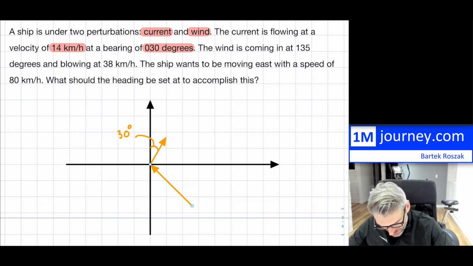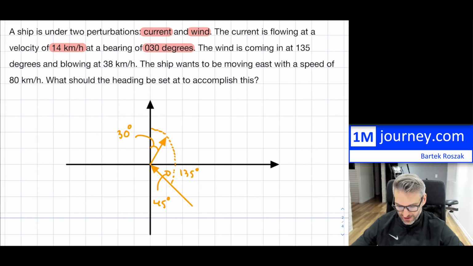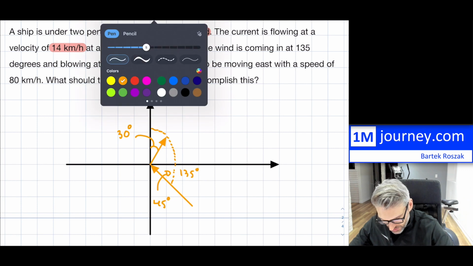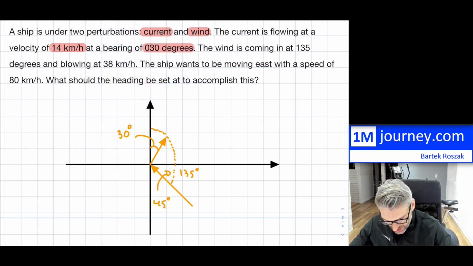And you know that this angle right here, starting from that, is 135 degrees, which means that this angle right here is 45 degrees, because that's 90 plus 45 right there. So those are my two pieces. The ship itself wants to be moving east with a speed of 80 kilometers an hour. So this is really the desired bearing that we want. So 80 kilometers an hour, so it's going to be moving kind of in this direction. All right, so let's say that's what it wants.